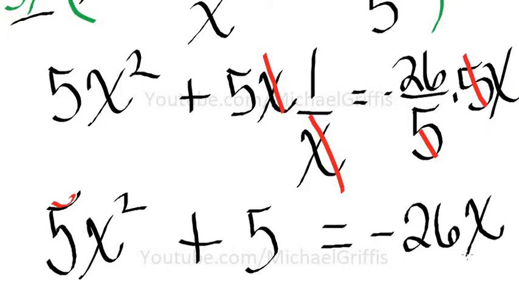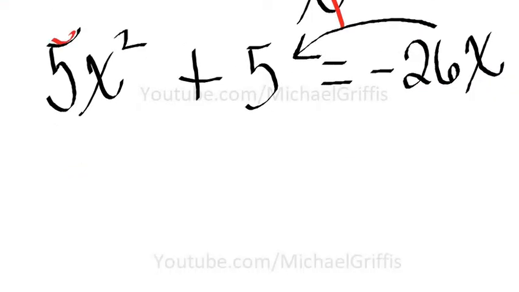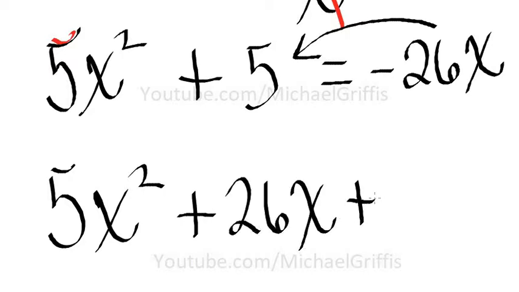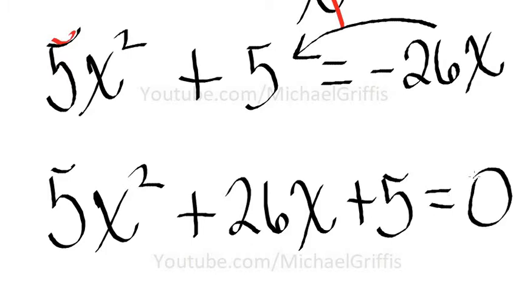All right. Now what I'm going to do is go ahead and take this negative 26x over to this side, or I'm going to add 26x to both sides. So we have 5x squared plus 26x plus 5 is equal to 0. Now we have a quadratic equation, and hopefully it'll factor nicely.